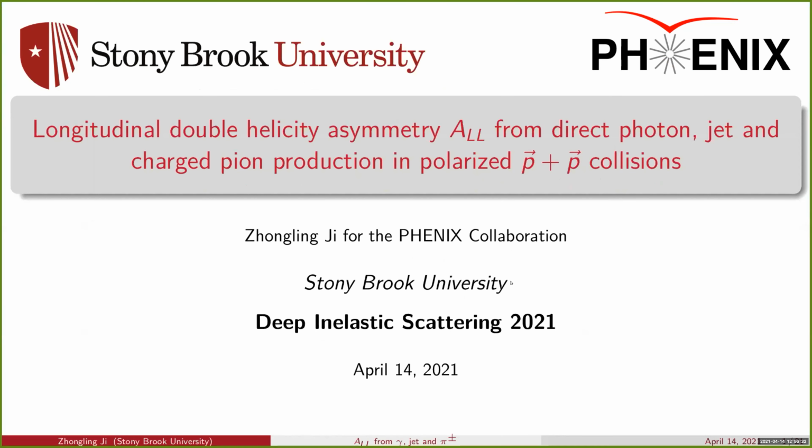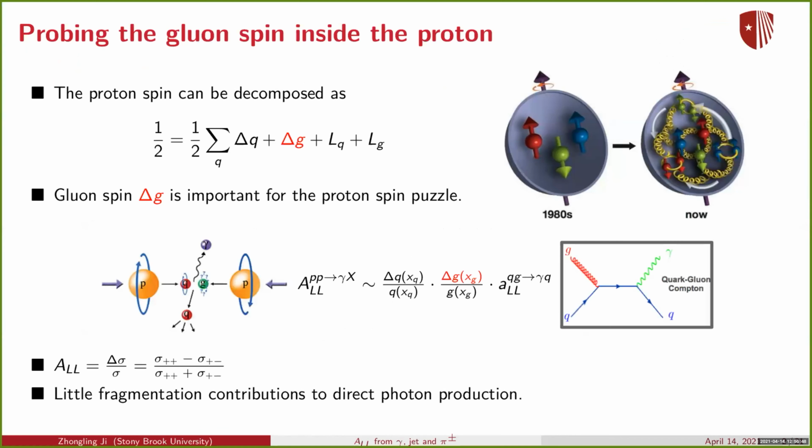Hello. Thank you very much for giving me this chance to present our work. Maria just talked about the ALL from jets at STAR, and I will talk about ALL at PHENIX from direct photon, jet, and charged pion measurements. One of the motivations is still to probe the gluon spin inside the proton. This is also important to solve the proton spin puzzle originally raised by the DIS measurement. The direct photon is called the golden channel for this reason.